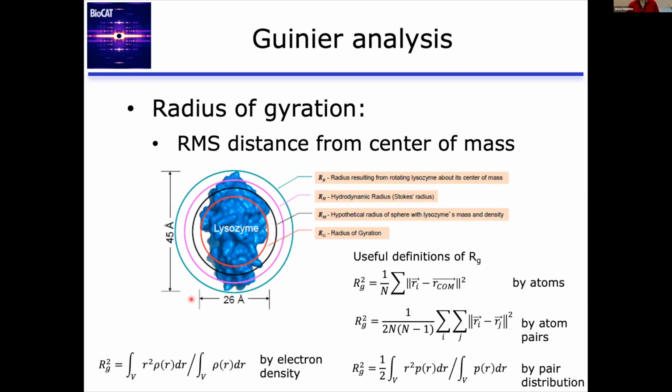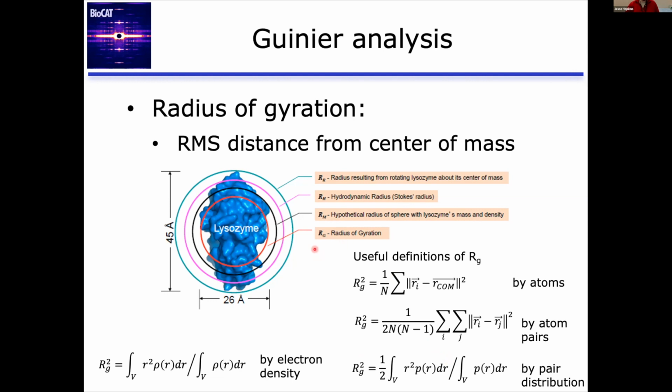So a little bit more about the radius of gyration. Vishal mentioned this in his talk a bit as well, but it is the RMS distance from the center of mass. That's the technical definition. And there's some definitions here that may be useful. I've only put them for your reference. I'm not going to go through it, but there are some mathematical definitions that could be useful for you.